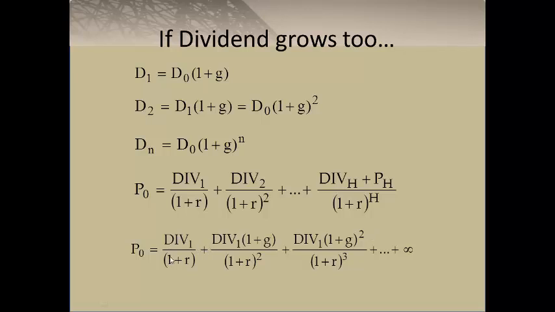Let's look at the first term. The first term is div1 divided by 1 plus r to the power 1. The second term is div1 times 1 plus g to the power 1 divided by 1 plus r squared. The power of 1 plus r is the same as the period. The power of 1 plus g is 1 less than the period. Let's see it again. There's div3 here, right? So div3 is div1 times 1 plus g to the power 2 divided by 1 plus r to the power 3. And so on and so forth for infinite terms.